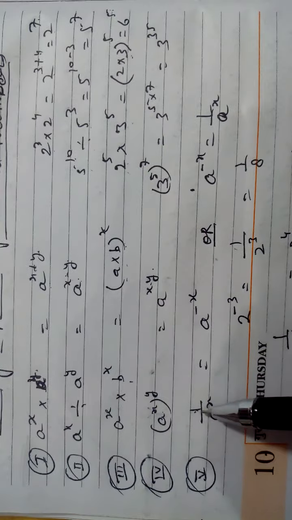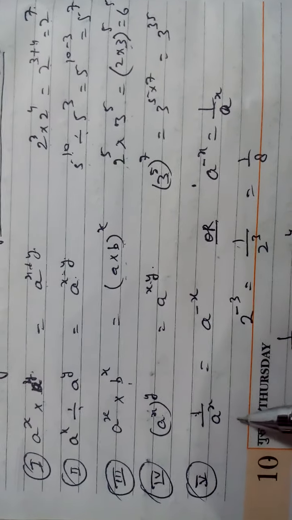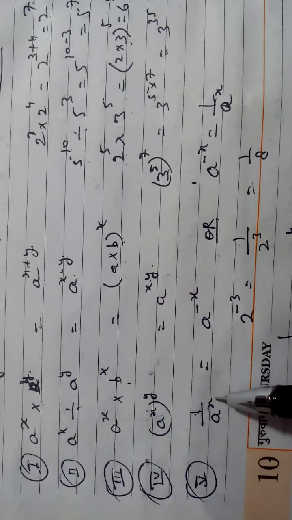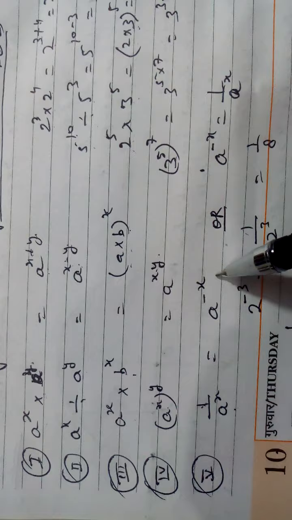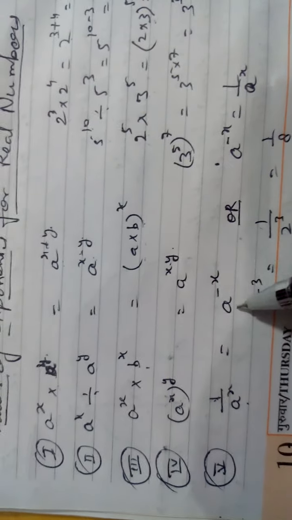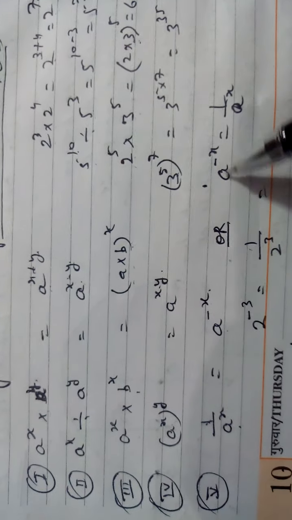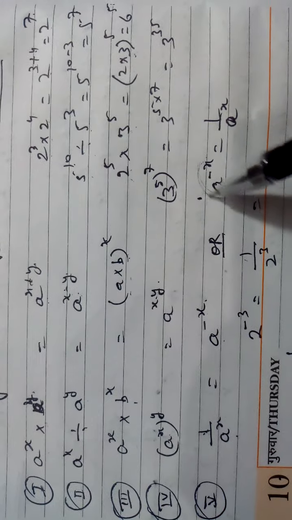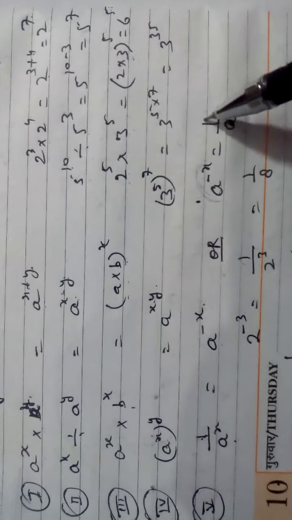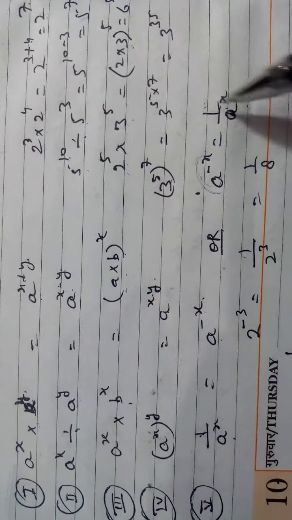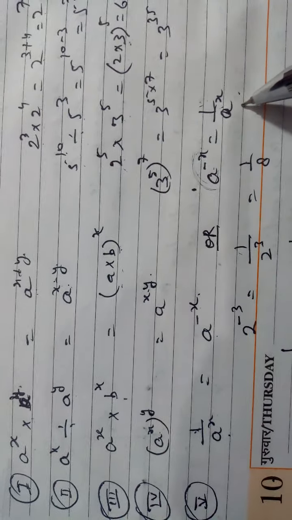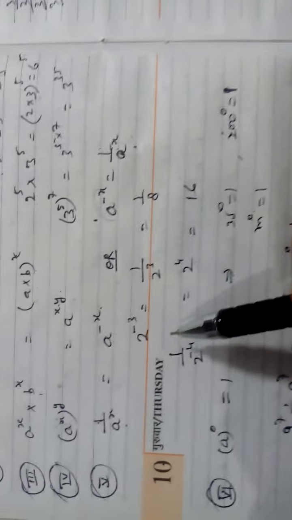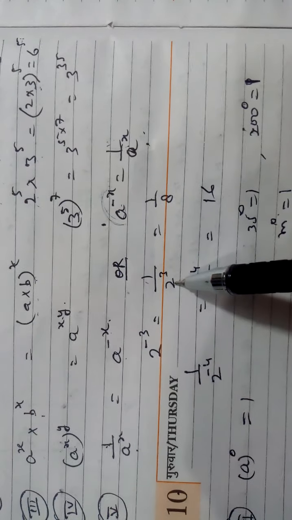Another rule: if the power is given in the denominator, 1 upon a power x, then the denominator power will go into the numerator with the number, and it will be negative: a power minus x. Or if a number is given with a negative power, you can write it in positive form as a fraction: a power minus x is 1 upon a power x. For example, 2 power minus 3 is equal to 1 by 2 power 3.